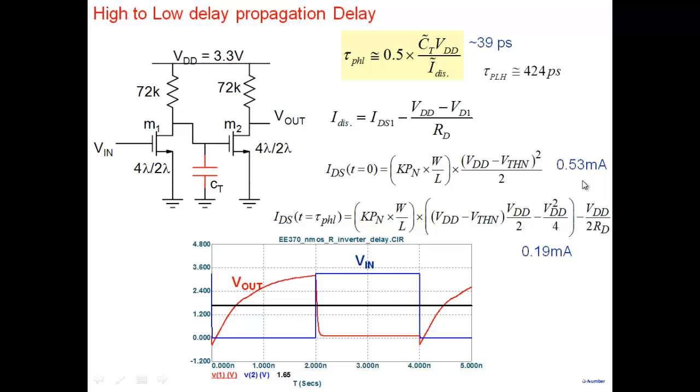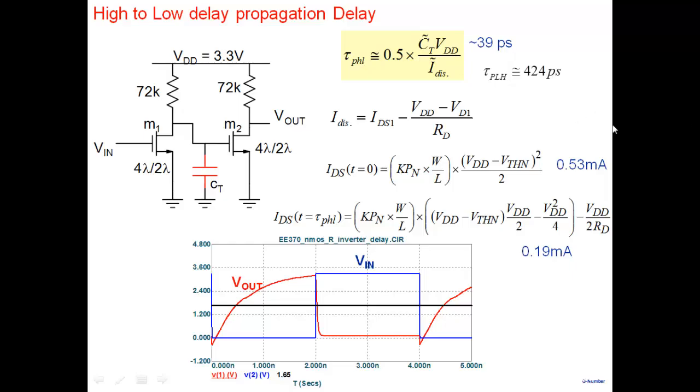So you can see here, this device has a relatively low high to low propagation delay, 39 picosecond. Very quickly the node discharges, but the delay mostly comes from the low to high delay, which is 424 picosecond.